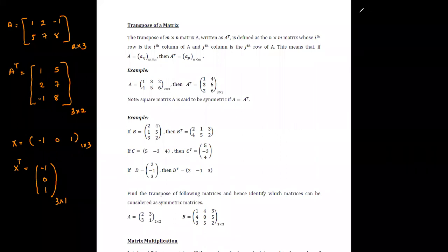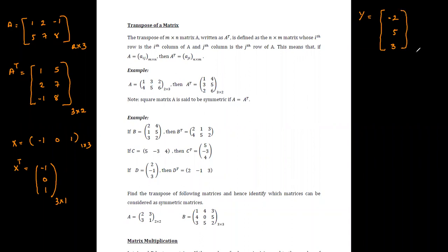We will consider another example, the transpose of a column matrix. Suppose Y is given as -2, 5, and 3. This is a column matrix, and if you are asked to obtain its transpose, you get -2, 5, and 3 as a row matrix, since we have only one row in this matrix. That is how we obtain the transpose of a matrix once the matrix is given.